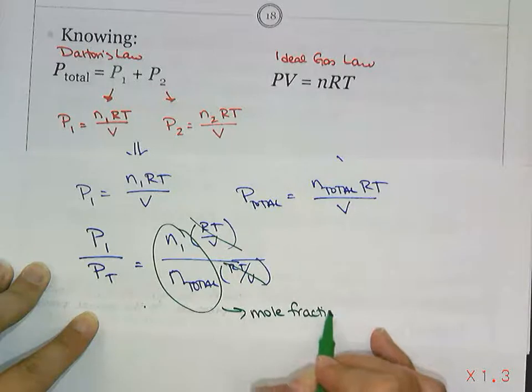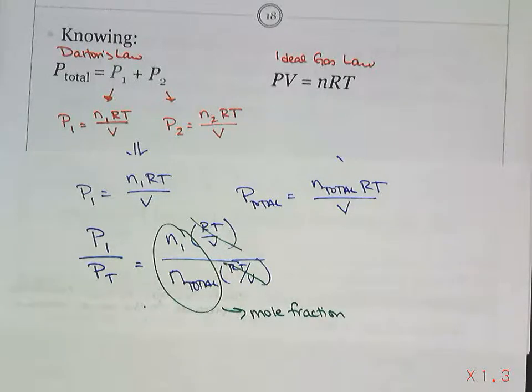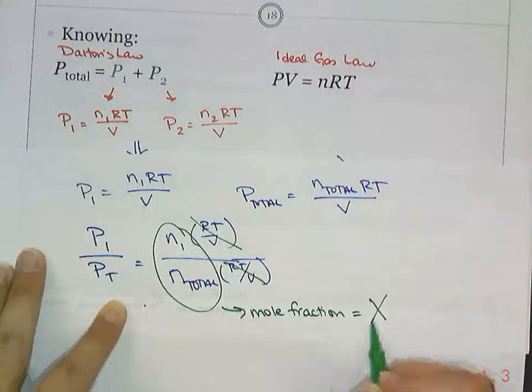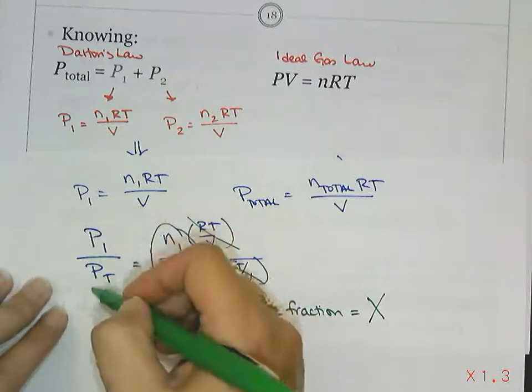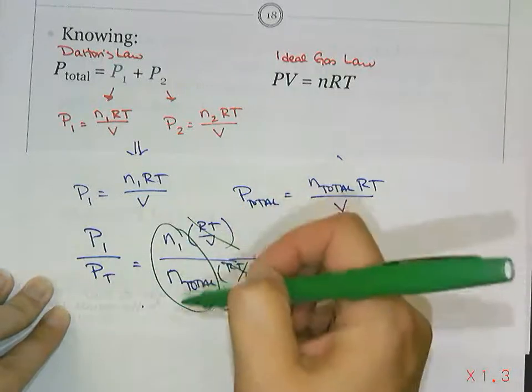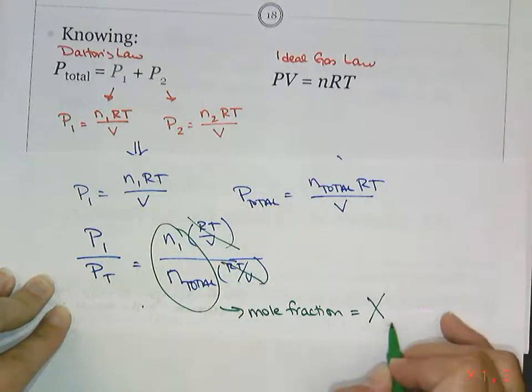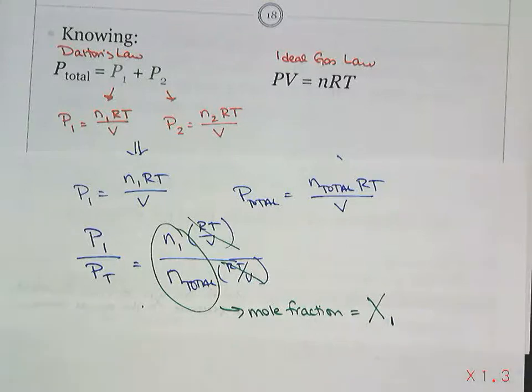And mole fraction is so cool, it gets big letter X. I guess they ran out of letters. They're like, give it an X. That's what we got left. And so this is specifically, in this case, P1 over PT equals N1 over NT. That's the mole fraction of gas number 1, right? It's the fraction that's just the first part of the gases.